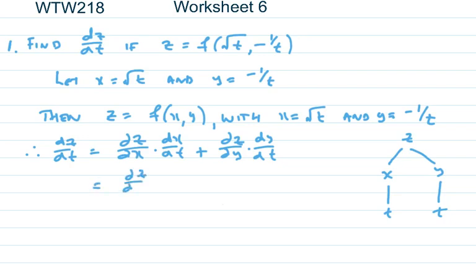We do not have a formula for f or for z in terms of x, so we leave dz dx as it is. The dx dt we can actually calculate, and you can go and verify this. That will be 1 over 2 times the root of t, plus again dz dy we cannot calculate. The formula wasn't given, so we leave it as it is. But we can find the derivative of negative 1 over t, which is 1 over t squared. This is the final answer for question 1.